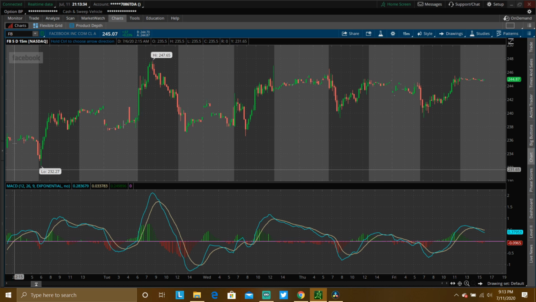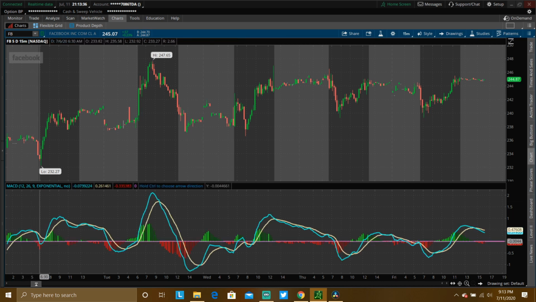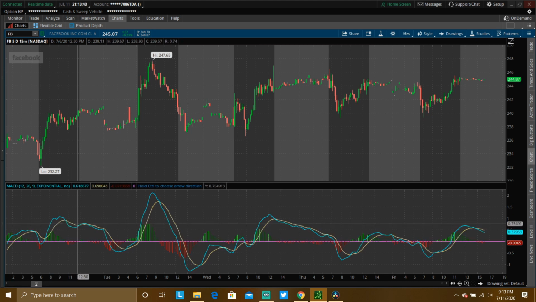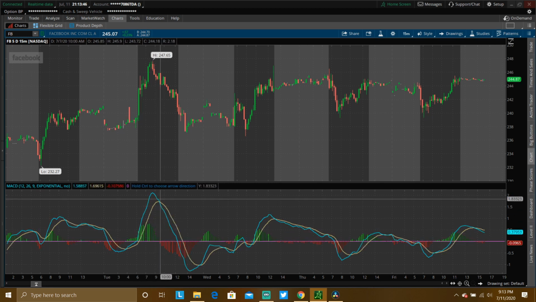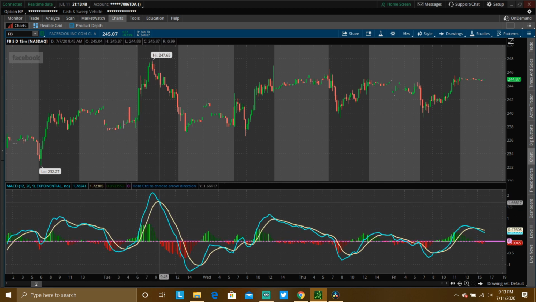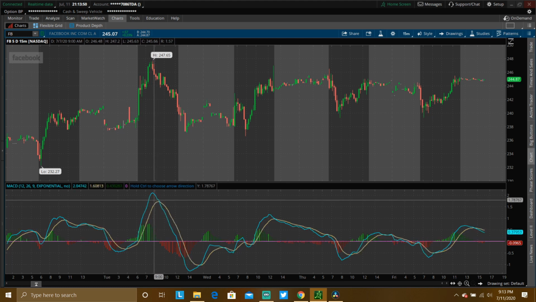Alright, so here we have Facebook, and if you look at the MACD line, it does a pretty accurate job of showing you when it's going up and when it's going down. So judging by the MACD line, you could tell that once it reaches this point, it starts going down, and it goes down for basically the rest of the day.